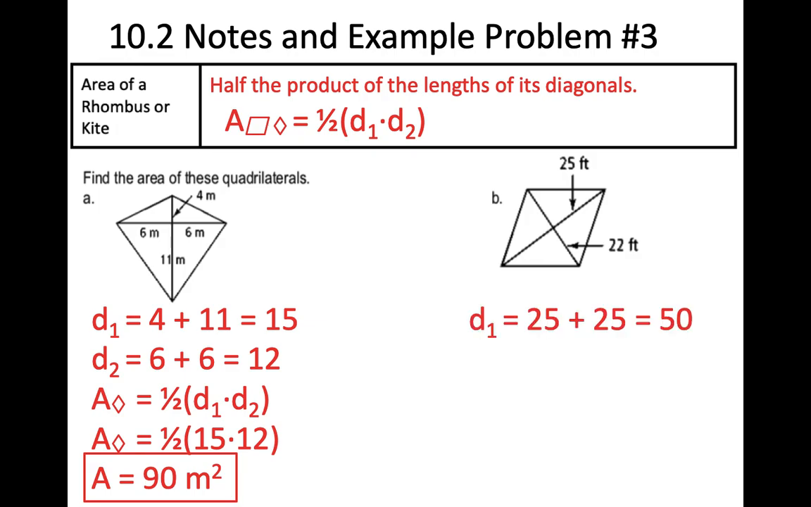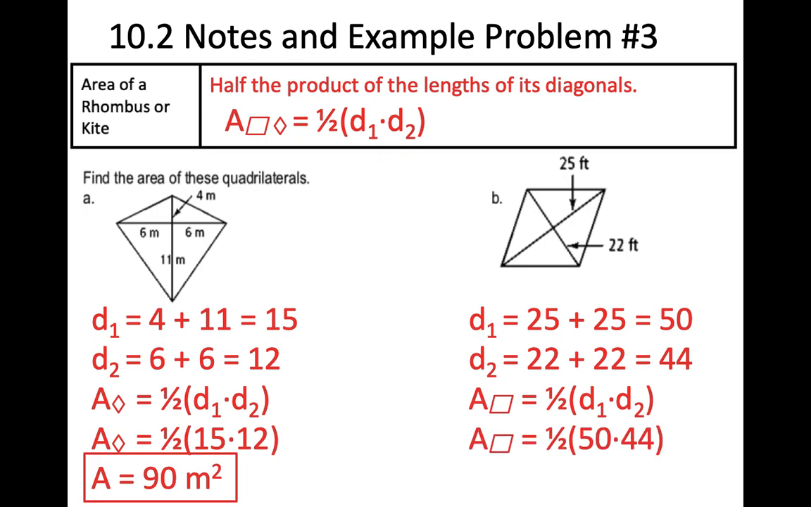The second one is this rhombus here. I know that rhombuses are parallelograms, and the diagonals of parallelograms cut each other in half. So if that top portion is 25 in the upper right, then the bottom left must be 25, so that whole diagonal is 50. And the second piece is also cut in half, so 22 and 22 is 44. So the area of a rhombus is 1/2 diagonal 1 times diagonal 2, which is 1/2 of 50 times 44. Multiply that out, and I would get that that's 1100 square feet.